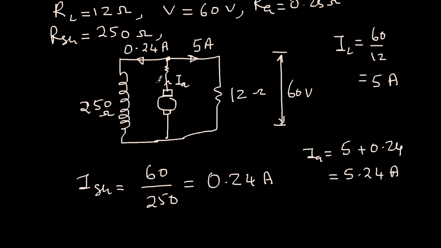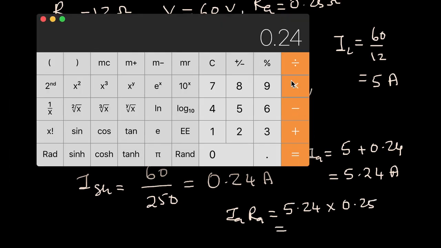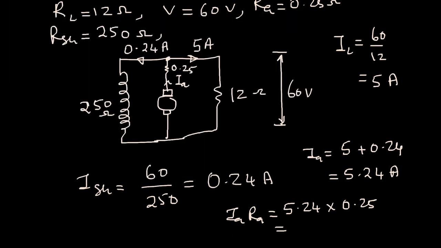This in turn will give me the drop in the armature resistance. So this is 0.25 given in the question. Therefore IARA will be the drop. So let's calculate that: 5.24 multiplied by 0.25. I'm getting 1.31 volts. So this much voltage is dropped here. Therefore the total voltage is 60, and the voltage drop is this.